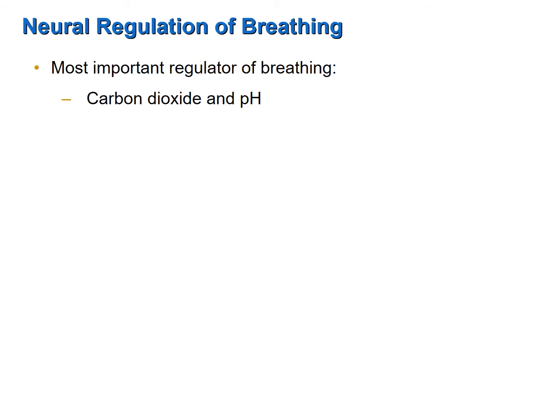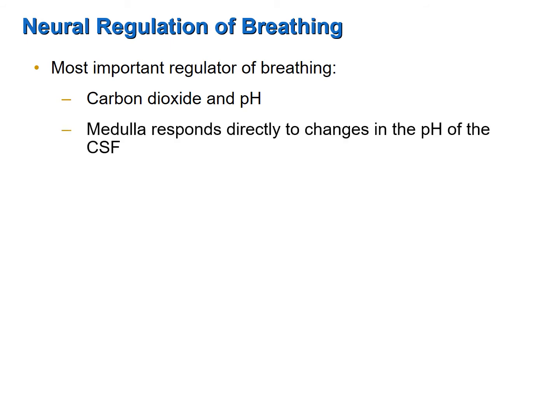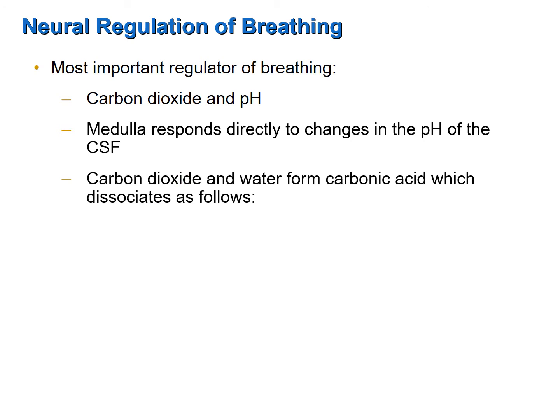While volition and emotional factors play a role in regulating breathing, the most important regulator of breathing is chemical. It is carbon dioxide and pH. The medulla oblongata responds directly to changes in the pH of the cerebral spinal fluid. How is carbon dioxide involved in changes in pH?